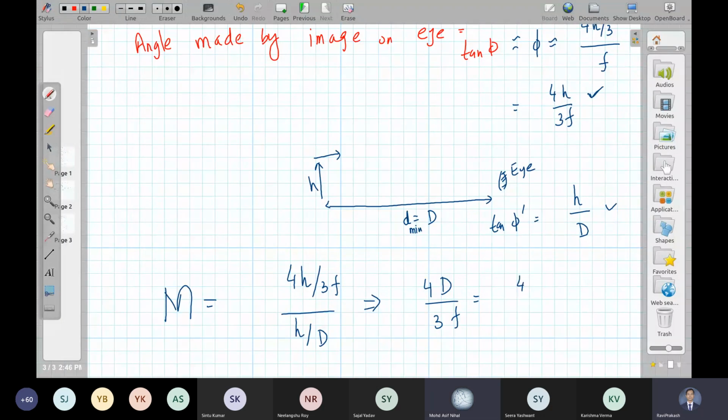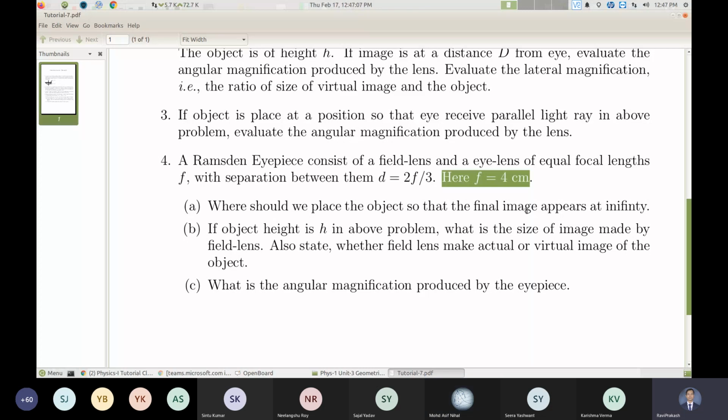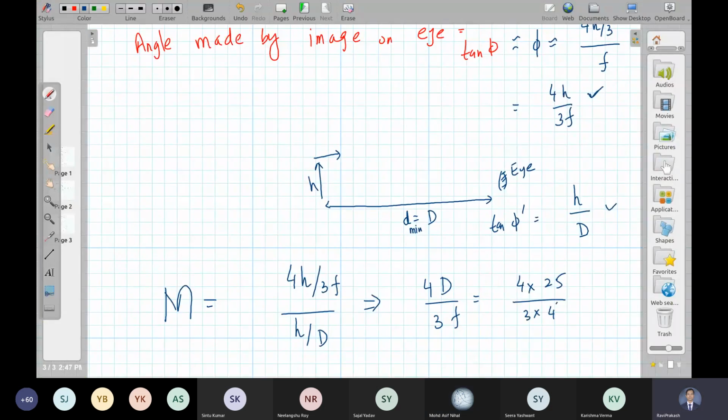D is 25 cm, right? 4/3 into, how much is F here? How much is our F? 4 centimetres. 6.33. So it is roughly 8. So this eyepiece has the capability of magnifying the object by a factor of 8, with quite good control on aberrations. And what is the size of this instrument?